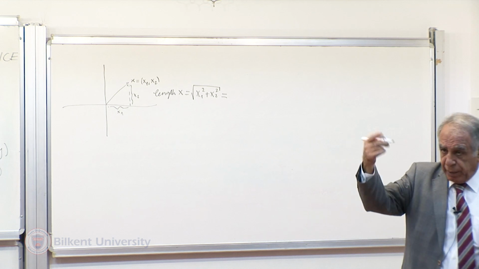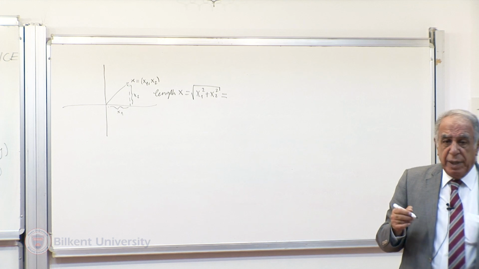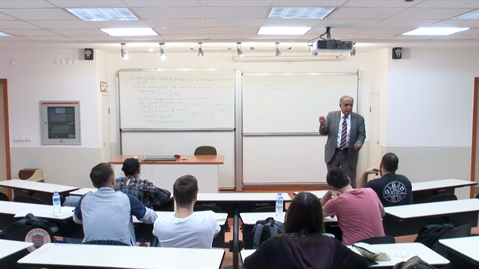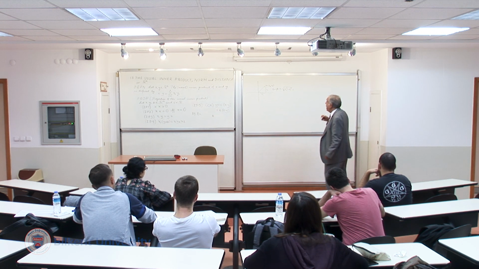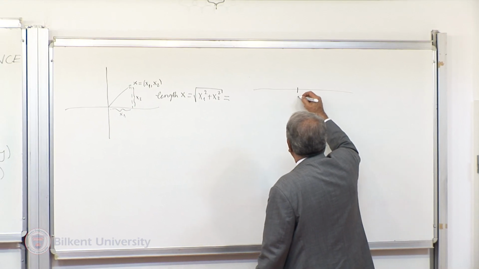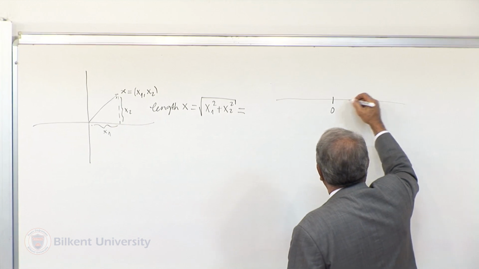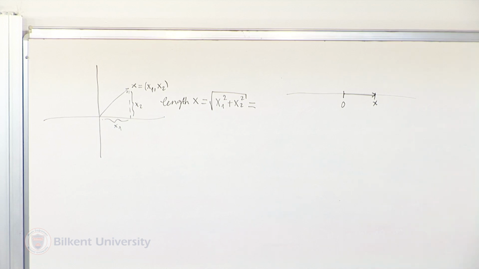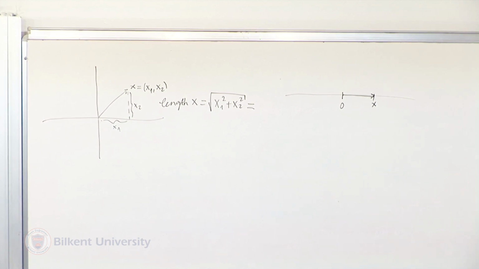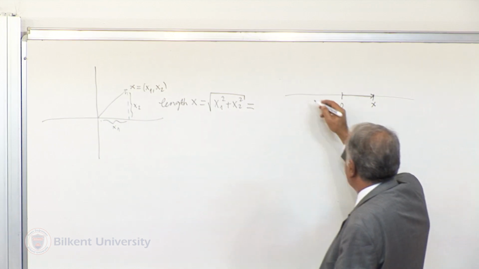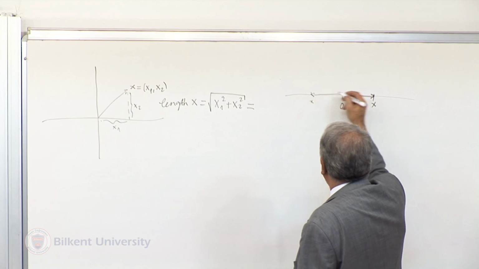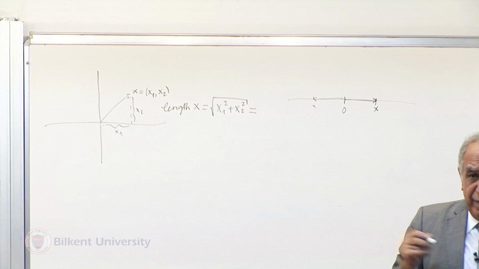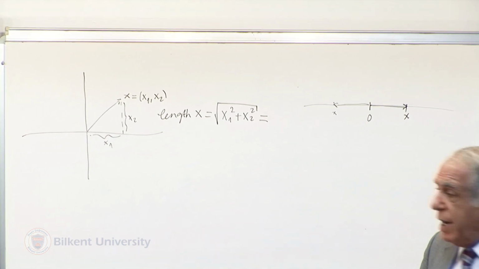Well, the same is true in R3. The length would be defined as the square root of x1 squared plus x2 squared plus x3 squared, but that's again x dot x. In R as well, if I represent this as a vector, then it will be the vector which connects this to zero. The length of that vector will be the absolute value of x, because if I take x in here, well, the length is just the square root of x squared, which is the absolute value of x. Well, that's, again, the usual inner product.